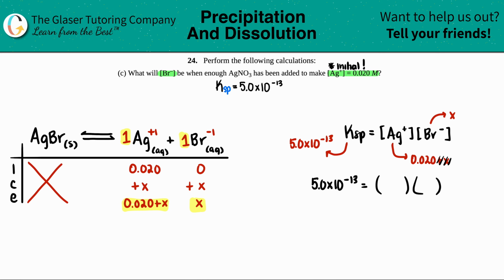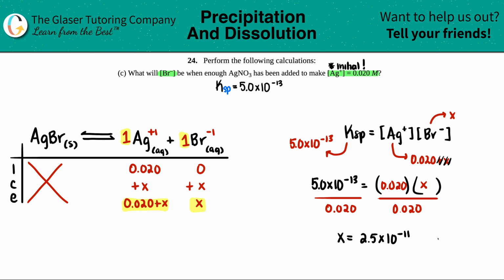So we have 0.020 times x equals 5 times 10 to the negative 13th. Solve for x, just divide by that number. Pretty simple math. Let's see what we get. So we get x equals 5 times 10 to the negative 13th divided by 0.02. I get 2.5 times 10 to the negative 11th.